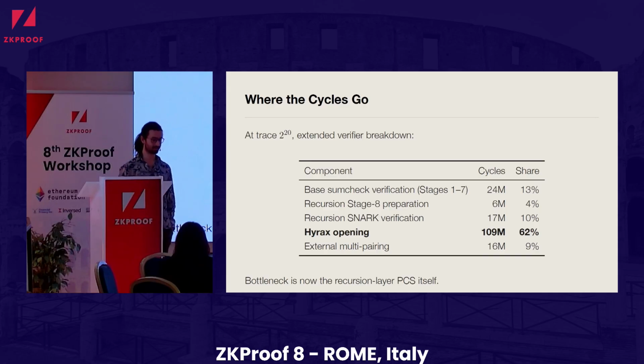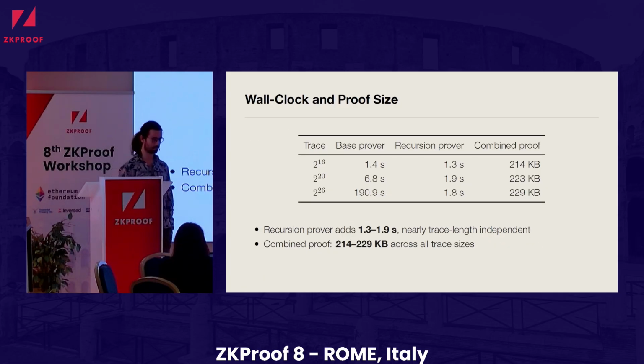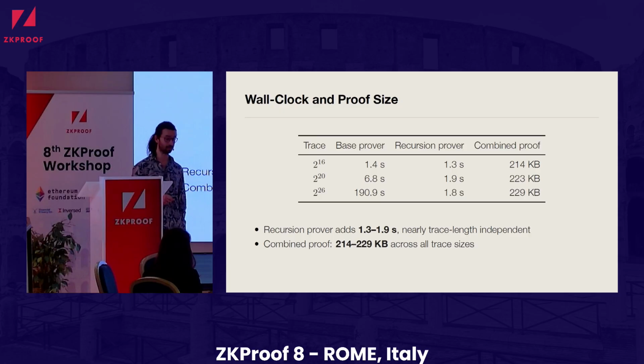So where do the cycles go? Once we have done all this machinery, it turns out that the most work is left for the openings of the PCS that we use for this secondary auxiliary SNARK, which is the Hyrax openings. This slide shows that the recursion prover overhead is only 1.3 to 1.8 seconds, and the combined proof is a bit larger, but it's quite stable across all these trace sizes.